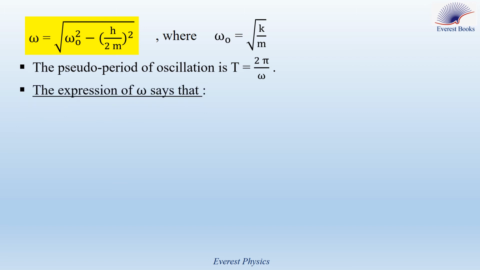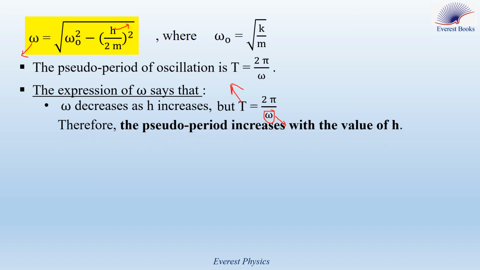This expression of omega says that as h increases, omega decreases. And we have T equal to 2 pi over omega. Since omega is in the denominator, as the denominator decreases, the quotient increases. So we can conclude that the pseudo-period increases with the value of h.